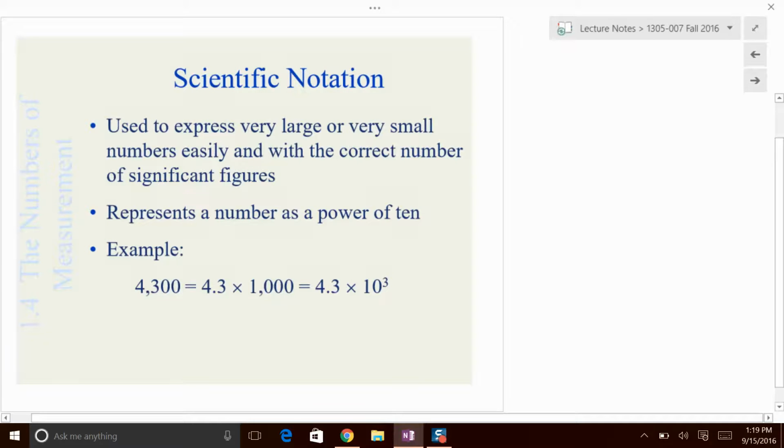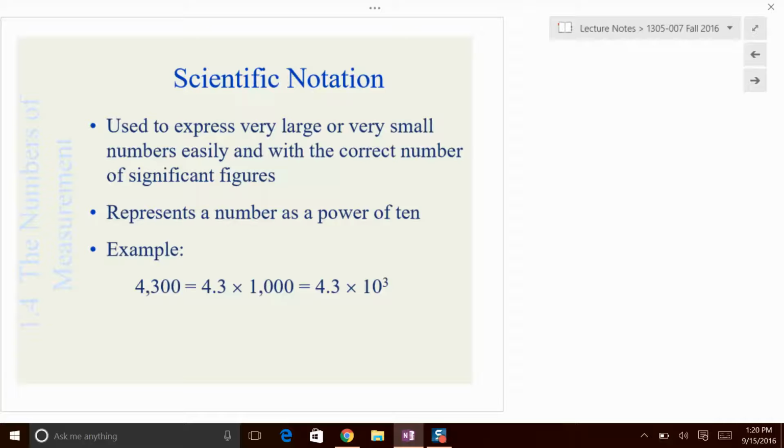Okay, now let's talk about scientific notation. Scientific notation is how we write big numbers or small numbers. And if it's a really big number, we're going to write it in scientific notation because we couldn't even put it on our calculator otherwise. Okay? And you'll run into situations like that. We'll have numbers like that. So we have to understand how we write scientific notation.